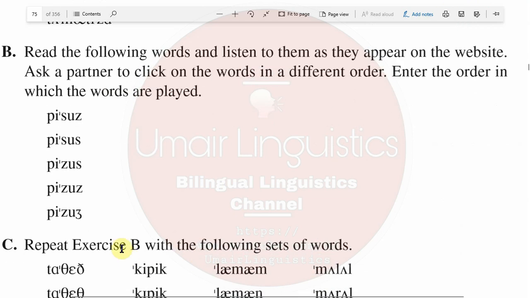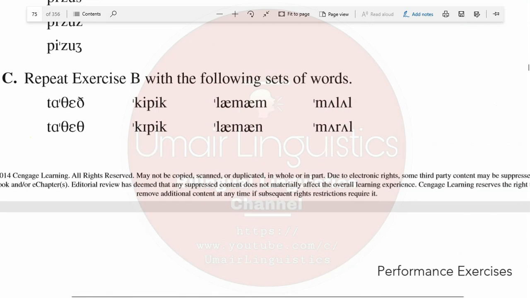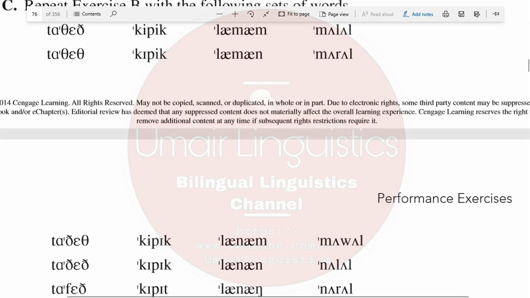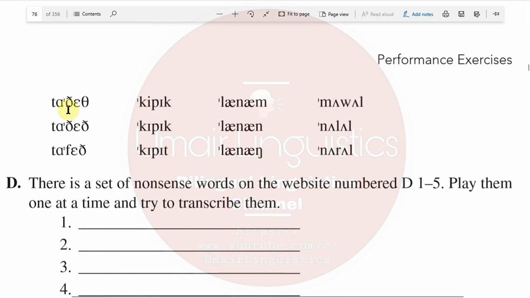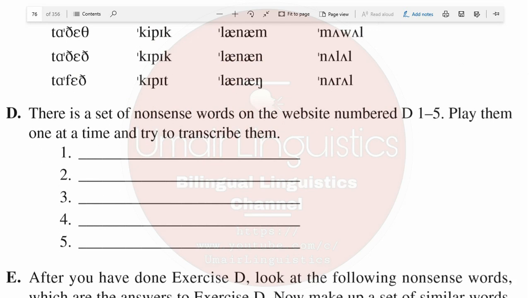Pisus, Pizus, Pizuj. Then there is exercise B: Tessas, Tassas, Keepik, Lamam, Laman, Malal, Maral. Then Lazas, Lazaz, Lafaz, Keepik, Keepit, Lanam, Lanan, Lanang. This way. Similarly, we have exercise D.